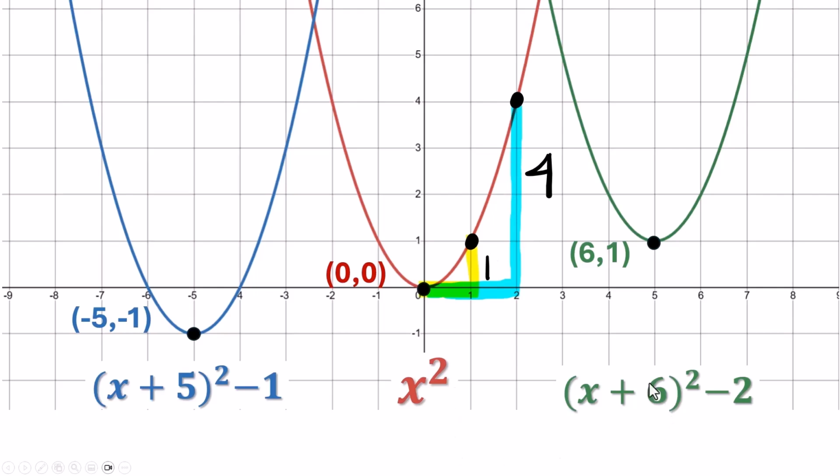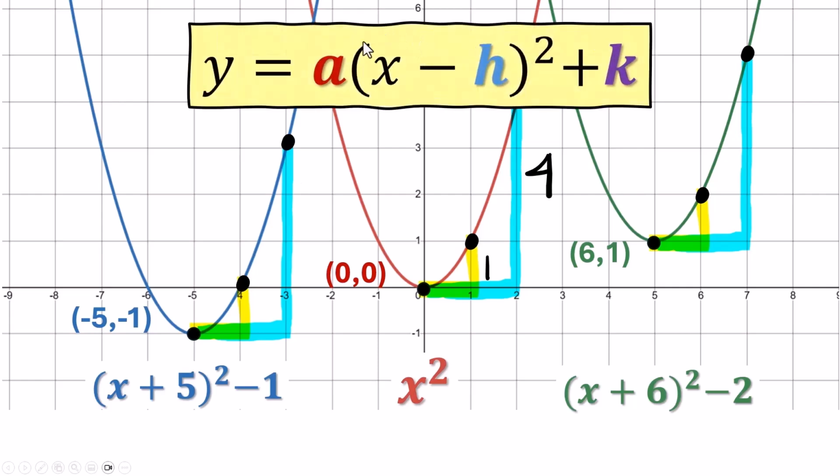Now, in a different equation, x plus 6 squared minus 2, this same pattern works. Over 1, up 1, over 2, up 4. Different equation, but I still see the same pattern. And over here, x plus 5 squared minus 1, the same pattern works. Over 1, up 1, over 2, up 4. Well, so what's going on here? This a for all of these is 1. This is the normal way a parabola moves from the parent function x squared. Even if these functions are different, the shape is still the same.